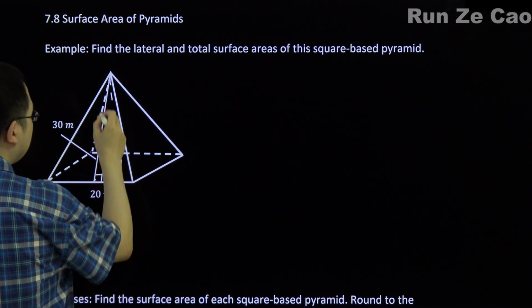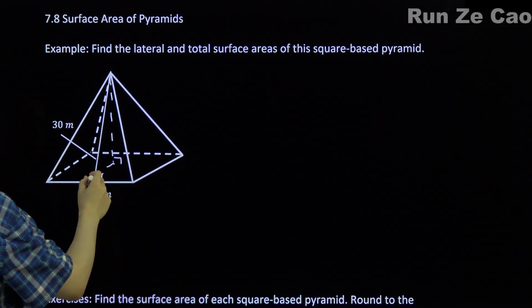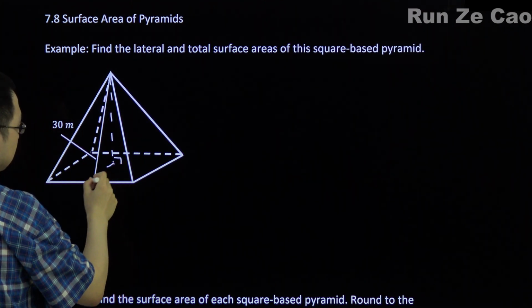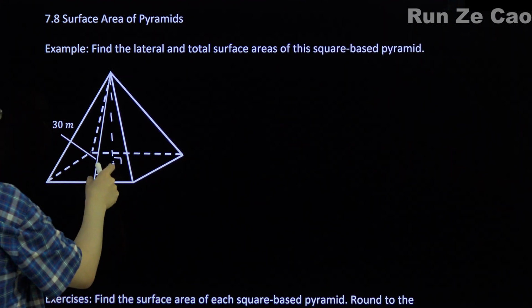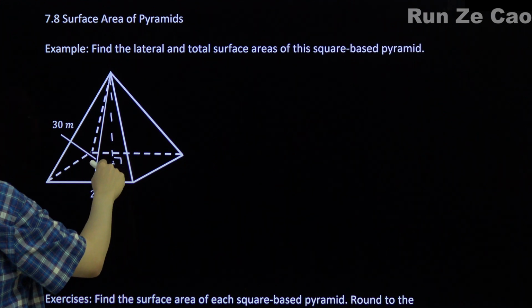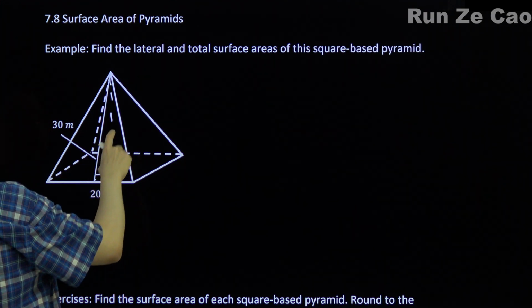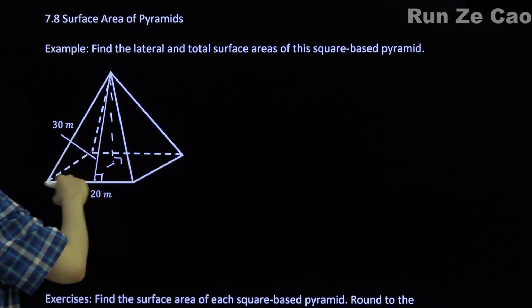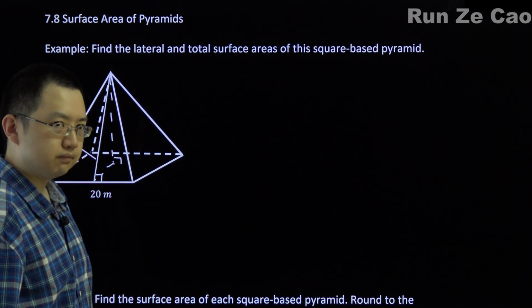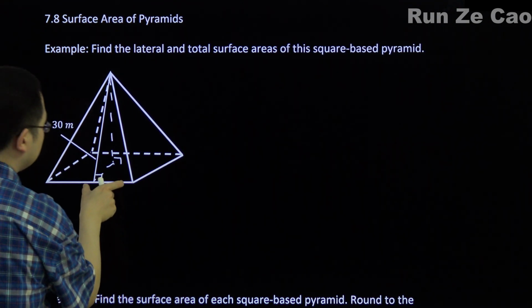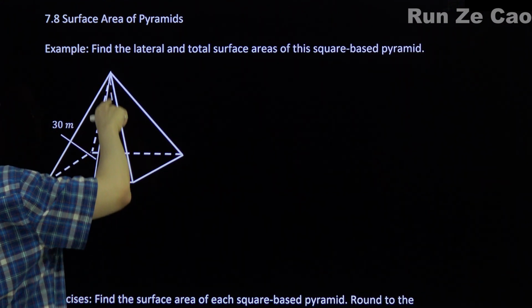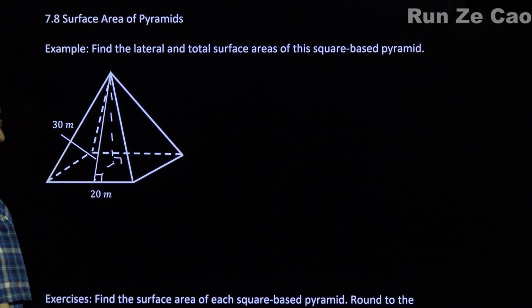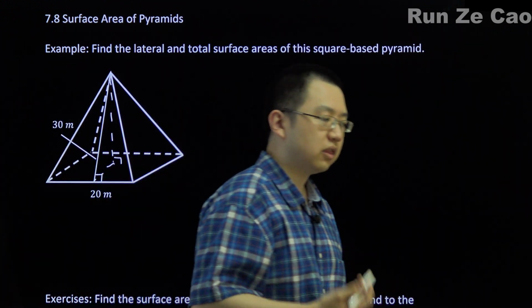You can use the Pythagorean theorem between this distance from the middle of the edge to the center of the base, and the height. You can use those to find your slant height. Or you can use half of the edge length here and this edge length to find the slant height using the Pythagorean theorem.